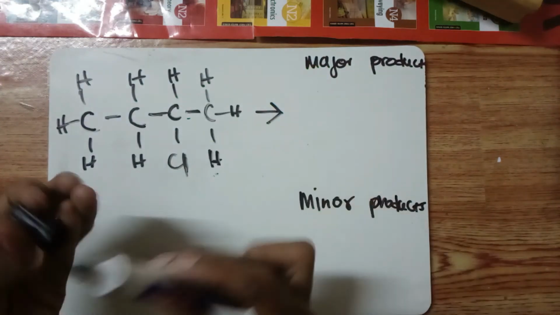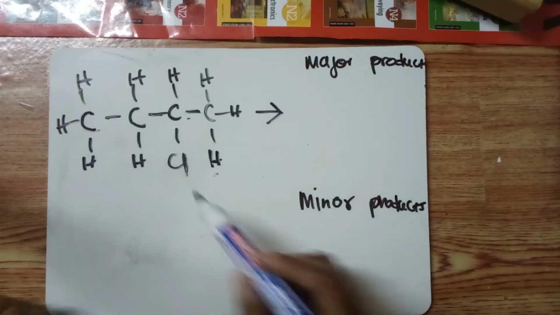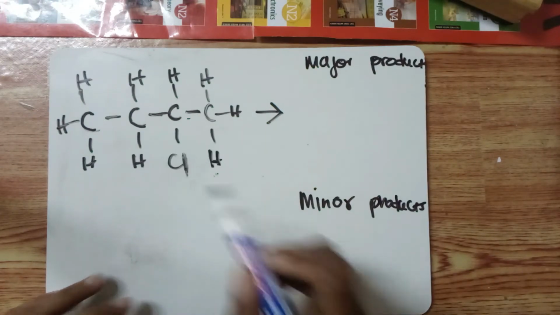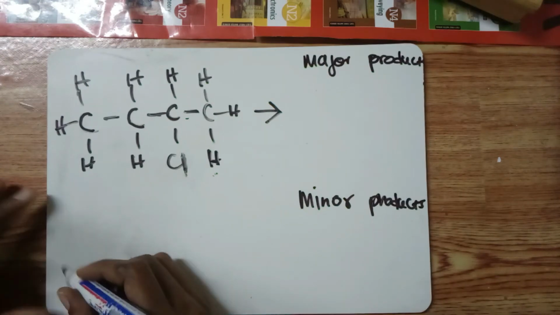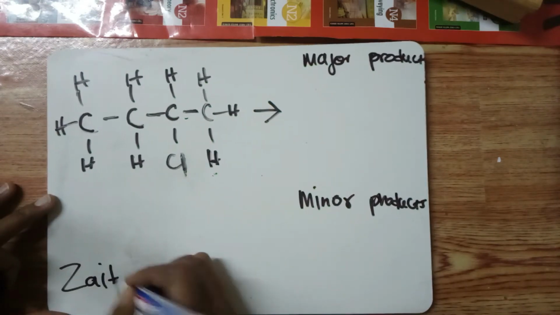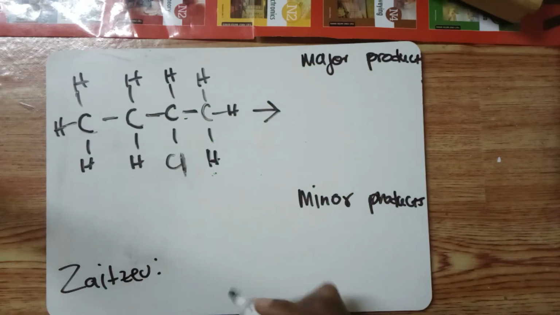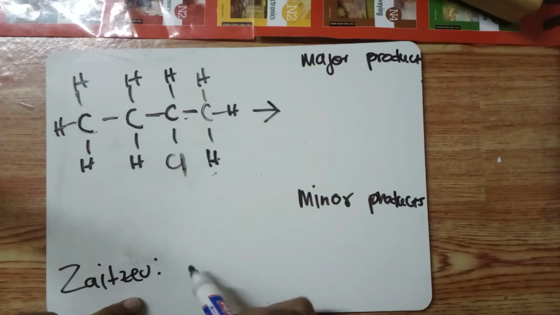So we know that we want to remove hydrogen and chlorine. Now there's a rule that you have to state. I don't know how to pronounce this name. What this rule tells us is that the hydrogen will be removed from the carbon atom with the least number of hydrogen atoms. Let's start again: the hydrogen will be removed from the carbon atom with the least number of hydrogen atoms.